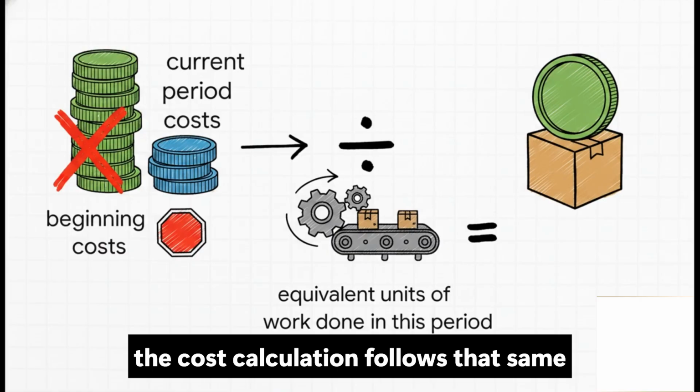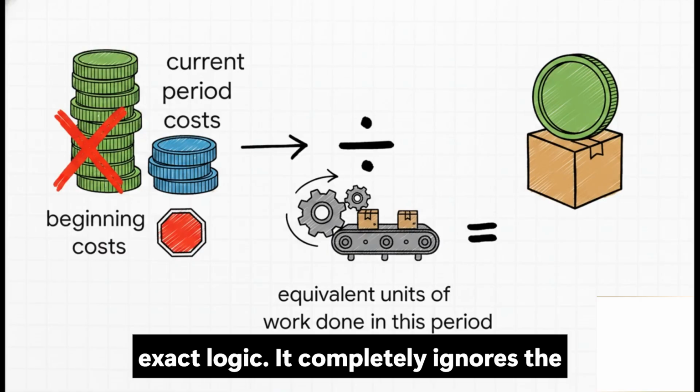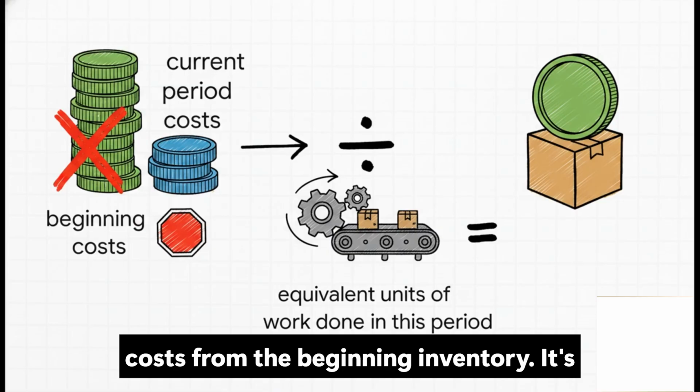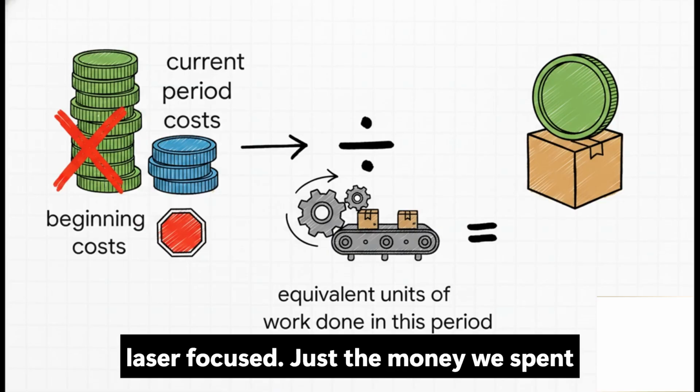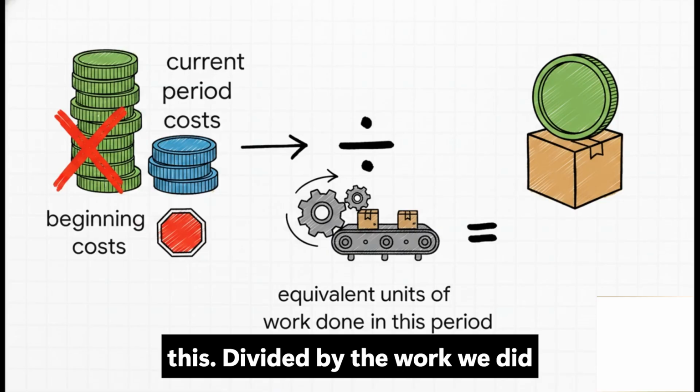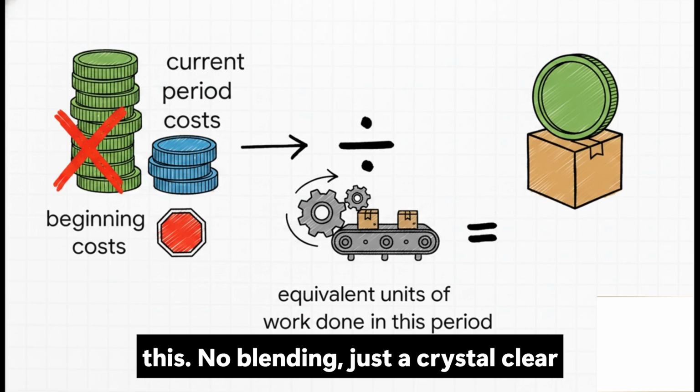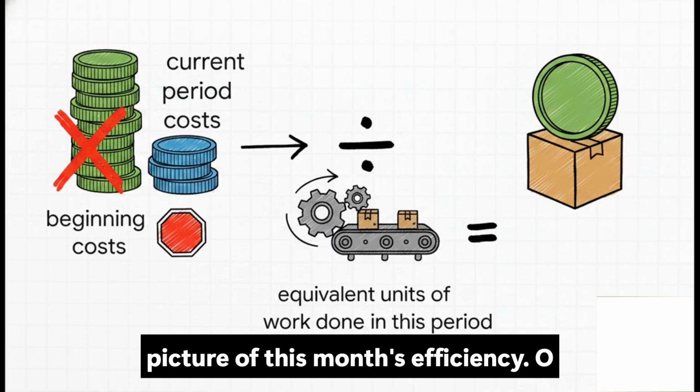And the cost calculation follows that same exact logic. It completely ignores the costs from the beginning inventory. It's laser-focused, just the money we spent this period, divided by the work we did this period. No blending, just a crystal clear picture of this month's efficiency.